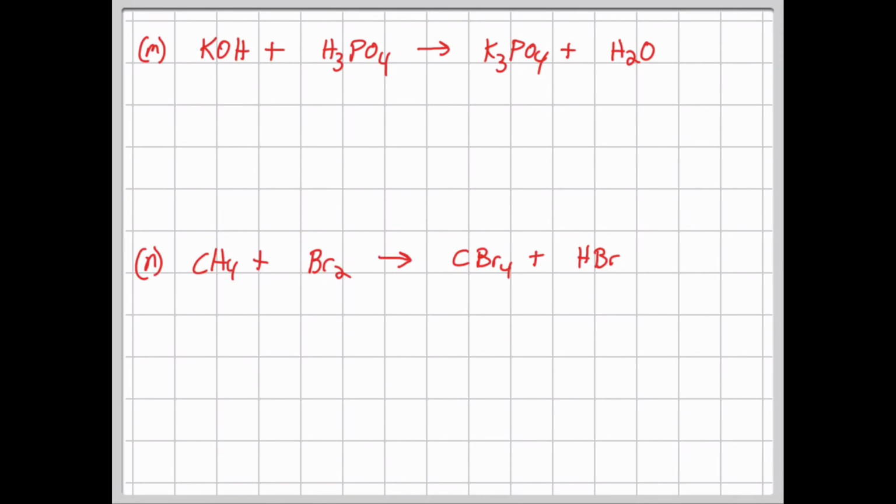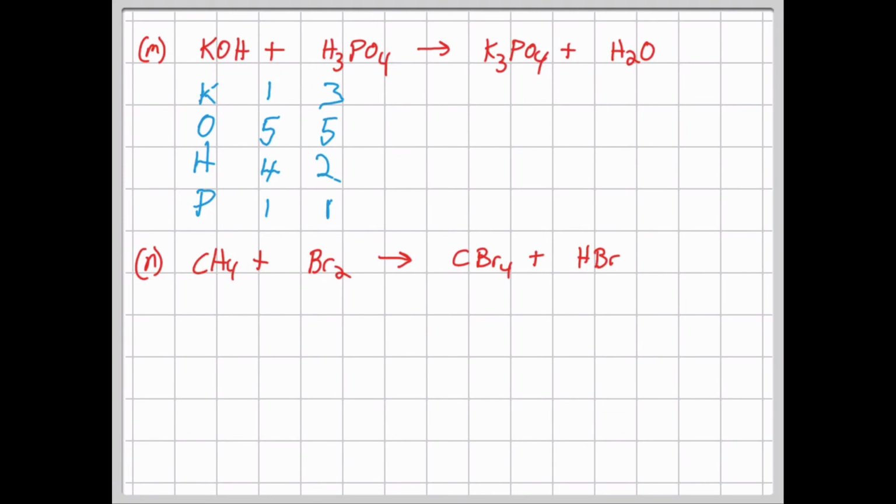All right, so first thing we'll do is let's tally up what we've got. We've got potassium, oxygen, hydrogen, and phosphorus. On the reactant side, we have 1 potassium, 5 oxygens, 4 hydrogens, and 1 phosphorus. On the product side, we have 3 potassiums, and 1 phosphorus. We have 4 oxygens plus another one, so that's 5 oxygens. And then we have only 2 hydrogens.